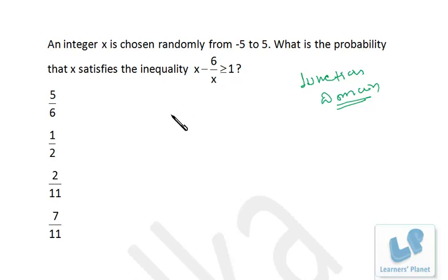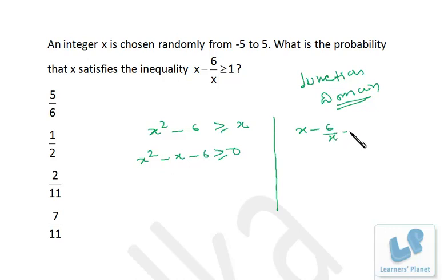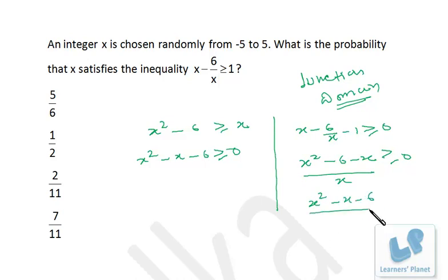See, there are two types of solution. I am giving you each and every step carefully. It's x square minus 6 is greater than or equal to x. I have done the cross multiplication. Now it is x square minus x minus 6 is greater than or equal to 0. This is the first thing. The other one: (x square minus 6 minus x) by x should be greater than or equal to 0. That means (x square minus x minus 6) by x should be greater than or equal to 0.